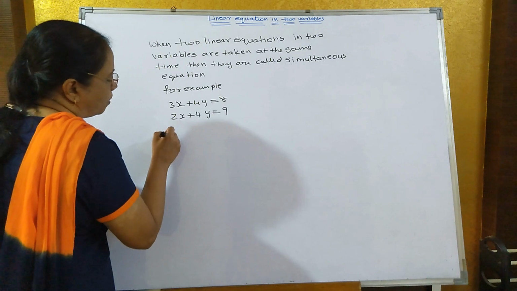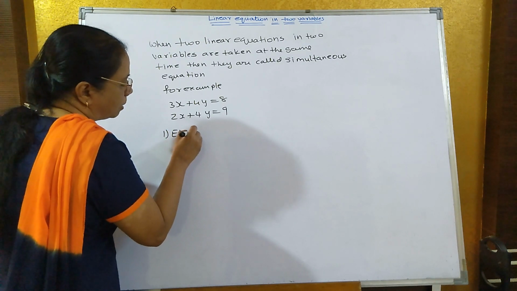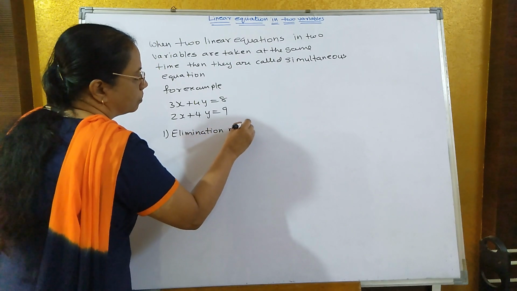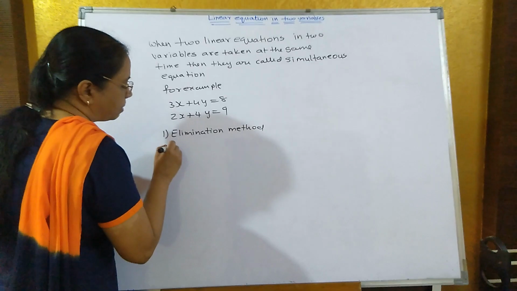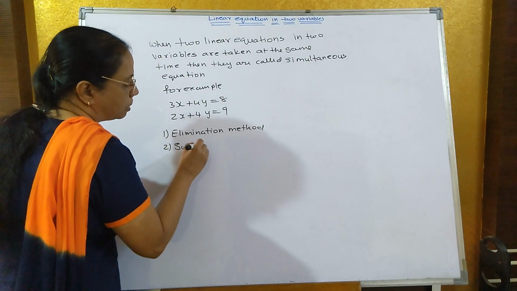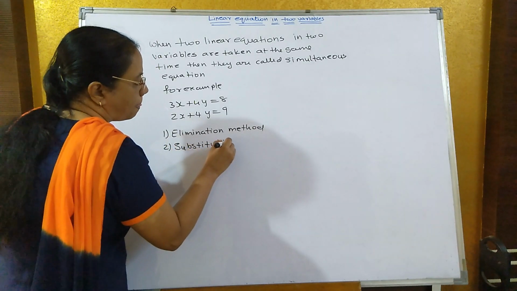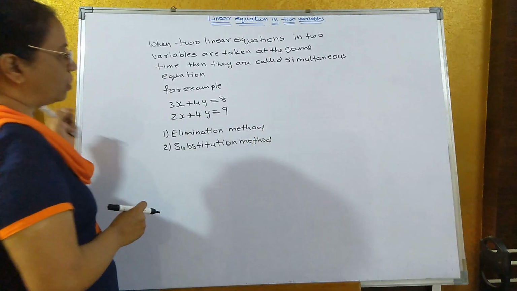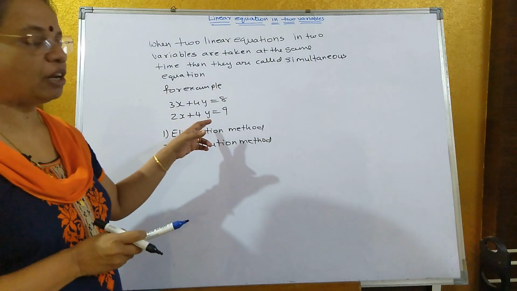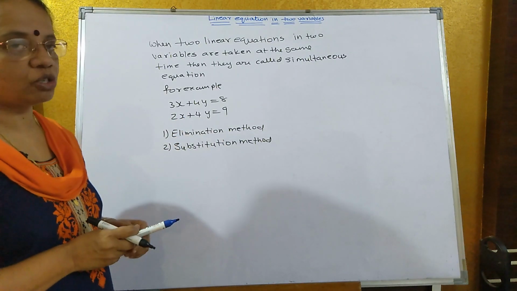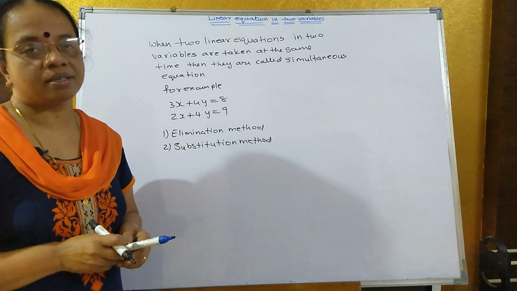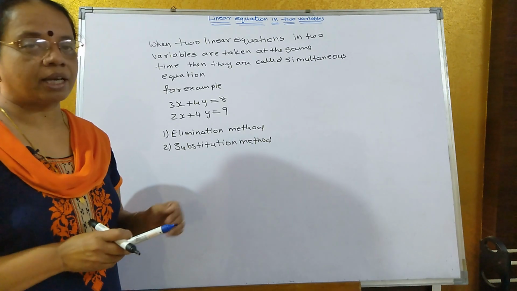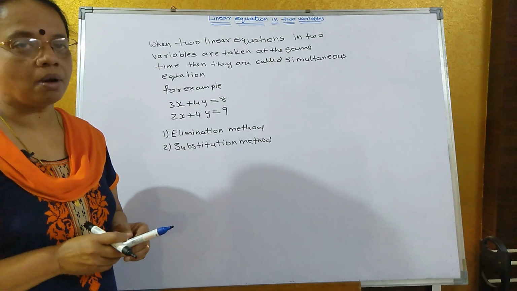You can solve these simultaneous equations and find out the values of x and y by two methods. First method is known as the elimination method, and the second method is known as the substitution method. Both the methods you should know, because if an activity is given, we don't know by which method they will give the activity. So we have to know both the methods.